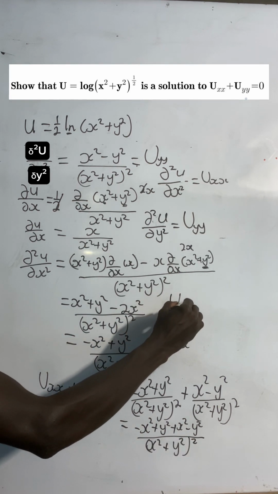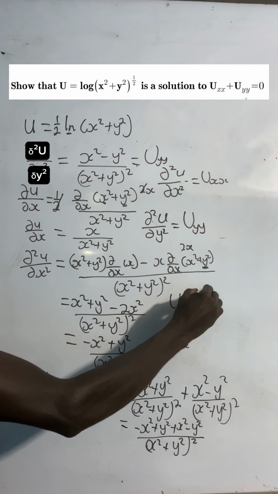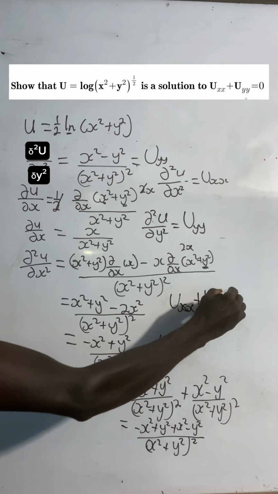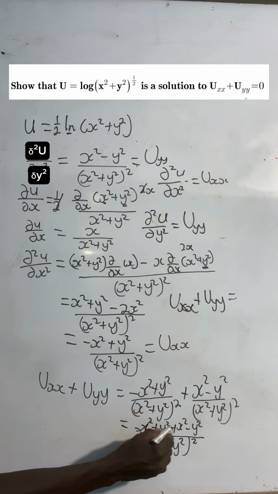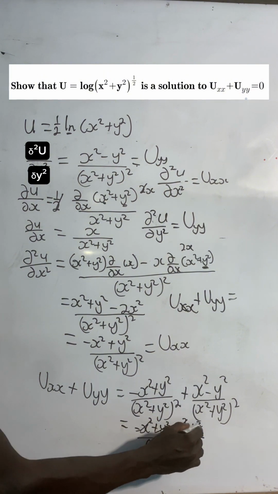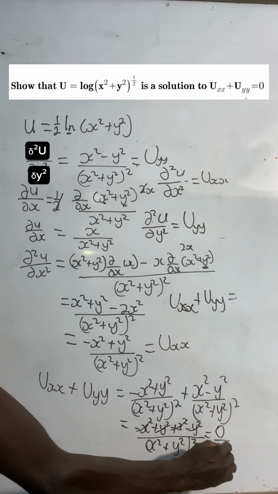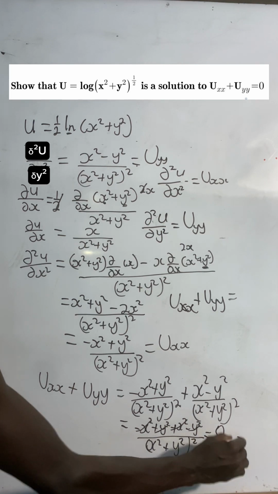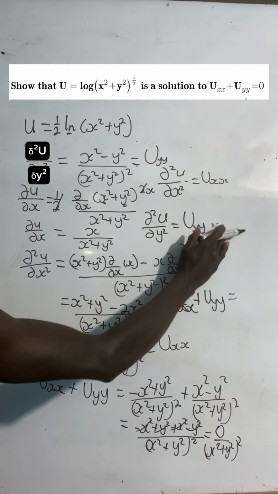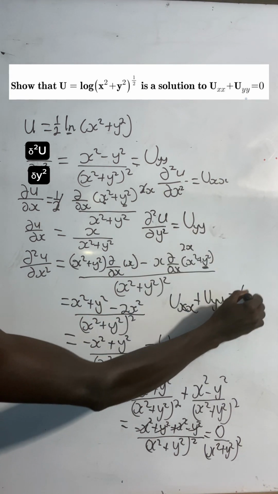So here we have u subscript xx plus u subscript yy equals, negative x squared cancels positive x squared, negative y squared cancels positive y squared, and you have 0 divided by x squared plus y squared all squared, which is equal to 0. Hence shown.